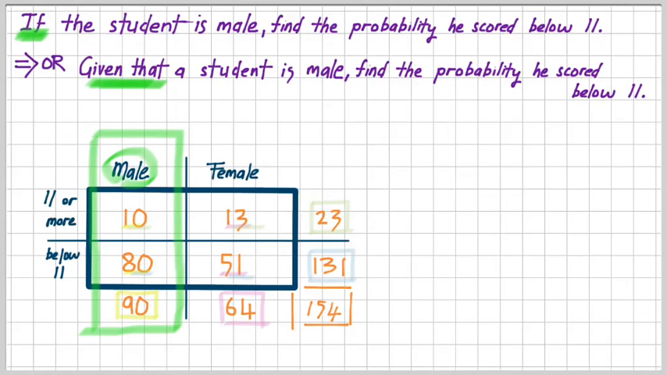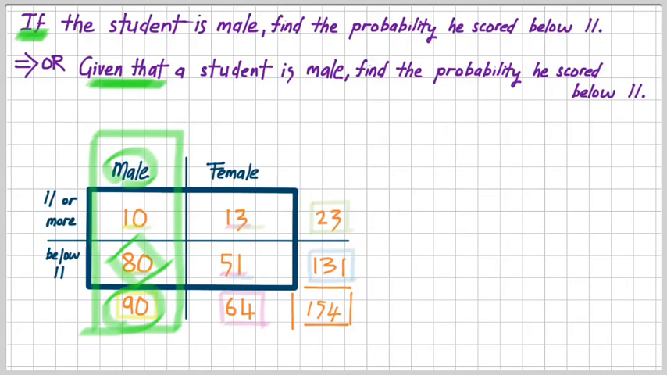Okay, there we go. So I've highlighted if and given that, just so you realize that those are the important words. And we're looking at males. We're not concerned about females, just males. So I've kind of blocked off that part of the table for you. And there's the total males that took the beep test, and here is the total number of males who scored below 11 in the beep test.